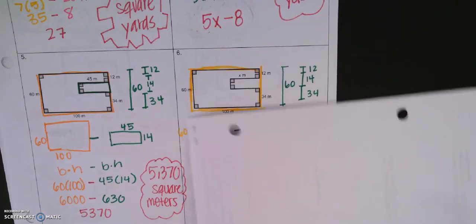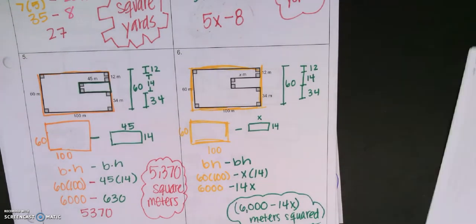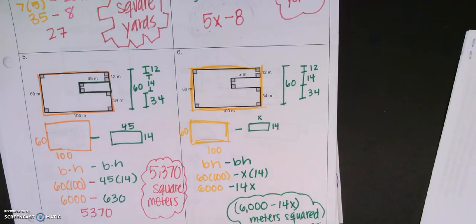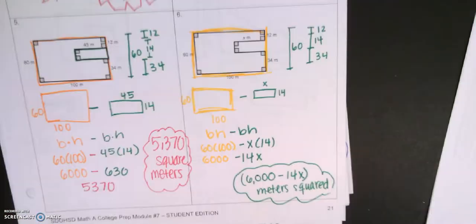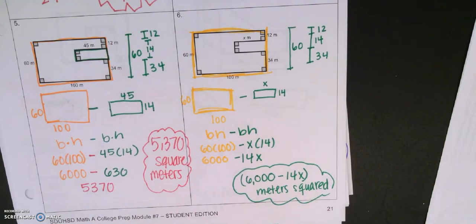Awesome. Let's see how we did. So we found the area of the big rectangle to be 6,000, the small to be 14x. So we have the expression of 6,000 minus 14x meters squared. And notice I do put that expression inside parentheses.